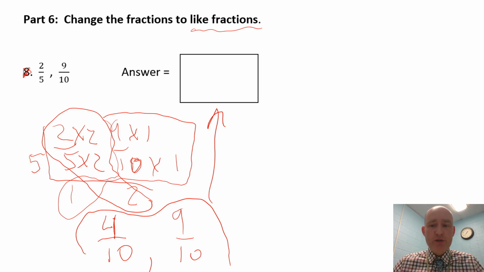You can also figure this out. You can say, hey, I know that I can multiply times 2 to get here. 5 times 2 to get to 10. Maybe I can use 2 times and multiply 2 there, and you can get 4/10 as well. There's two ways you could do that.